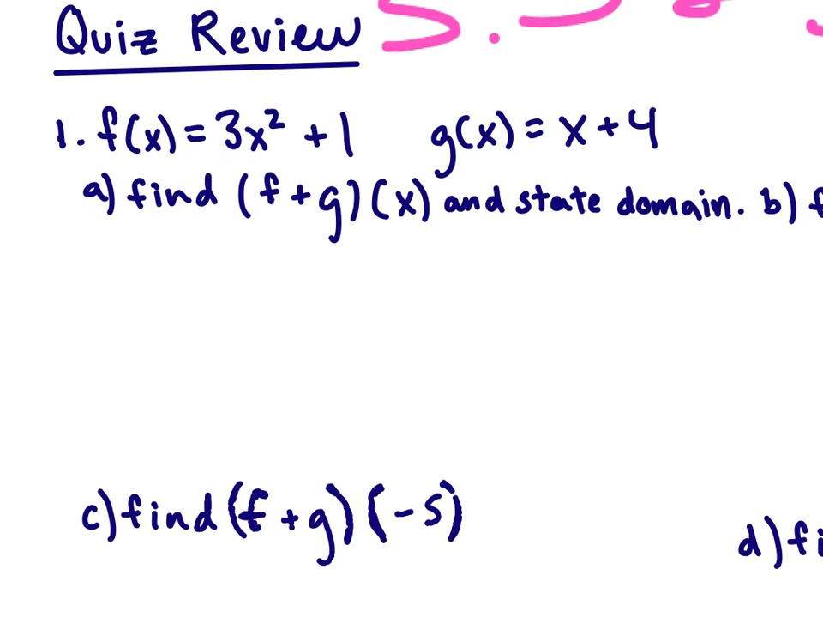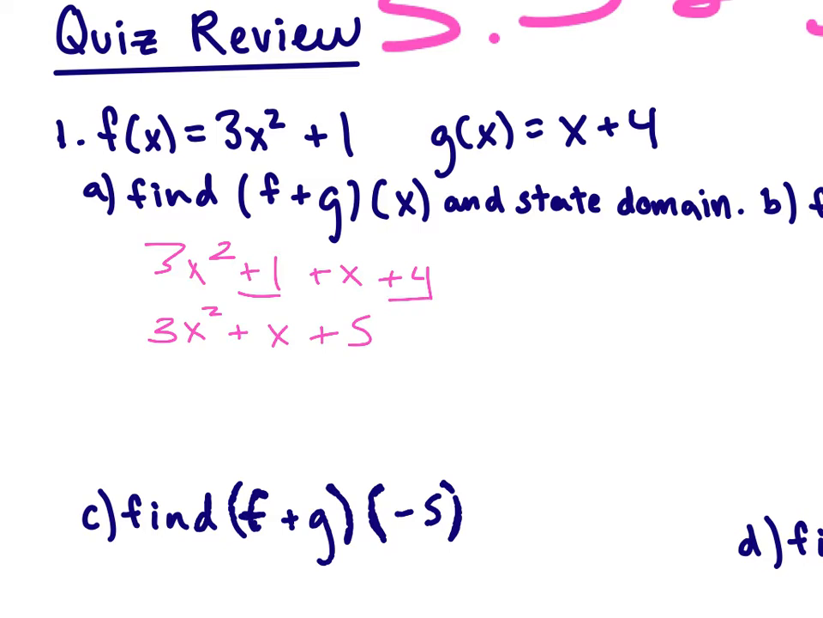So first thing we have to do, just take our two functions and add them together. So we have 3x squared plus 1 plus x plus 4. Now we just have to simplify it as much as possible. So I'm going to change it to 3x squared plus x plus 5 because we can combine the 1 and the 4 together.